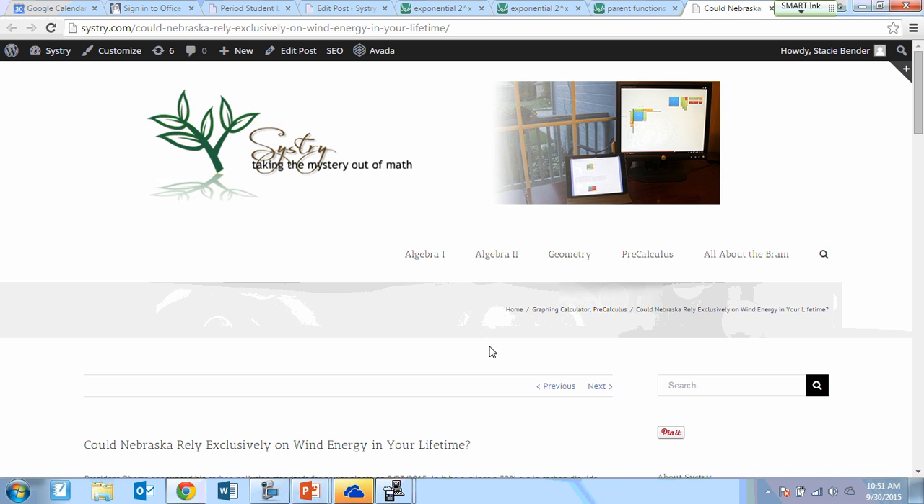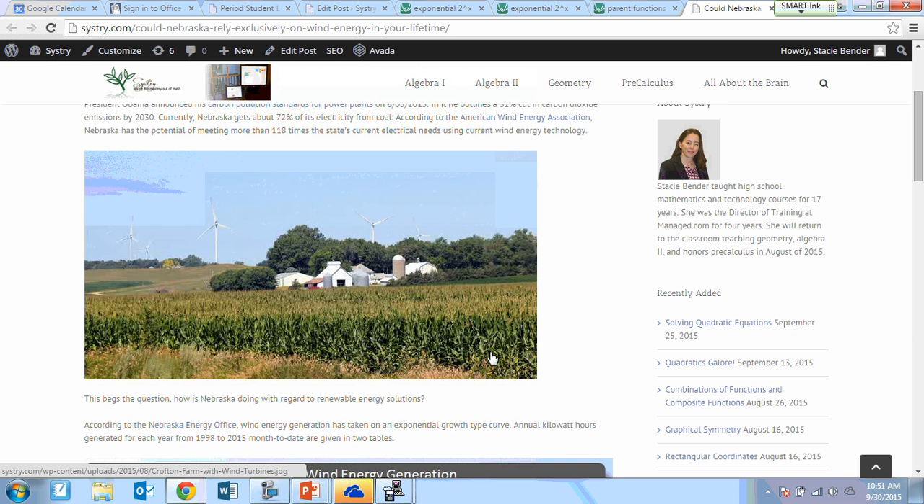Okay, so the graph that I gave you is kind of hard to see on your paper. This comes from my website. So if you go to sistree.com and you search for Nebraska in there, you're going to see a picture that I took from my dad's house. This is actually of one of our neighbors. But you see the windmills in the background? It's becoming pretty common. We start to see more wind generation in Nebraska because we're kind of a windy state.